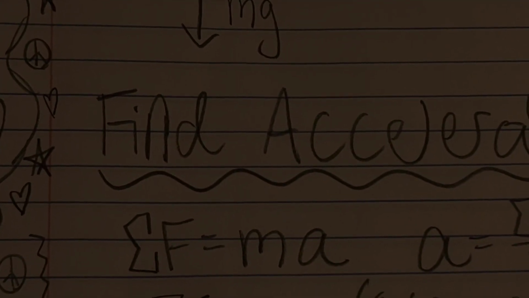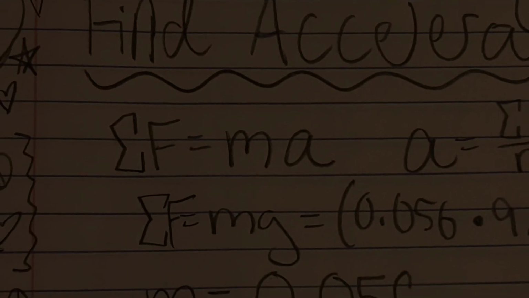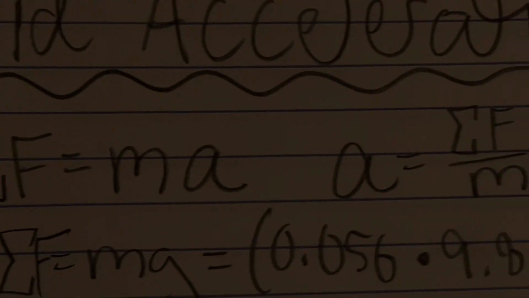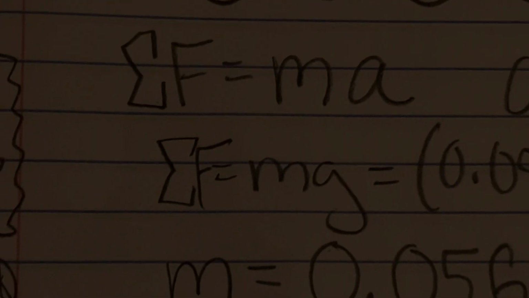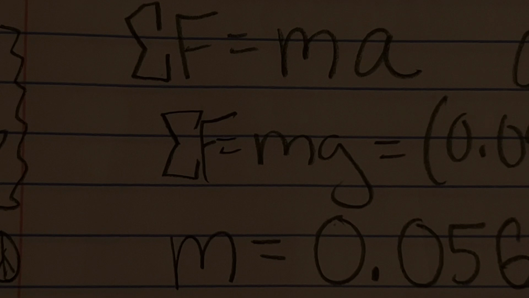So next we drew a free body diagram of the tennis ball, and the only force acting on the tennis ball would be gravity. Next we found acceleration using Newton's second law. So we took the equation, the sum of forces equals mass times acceleration, and changed it to acceleration equals the sum of forces over mass. And the sum of forces equals mass times gravity, since that's the only force acting on the object.